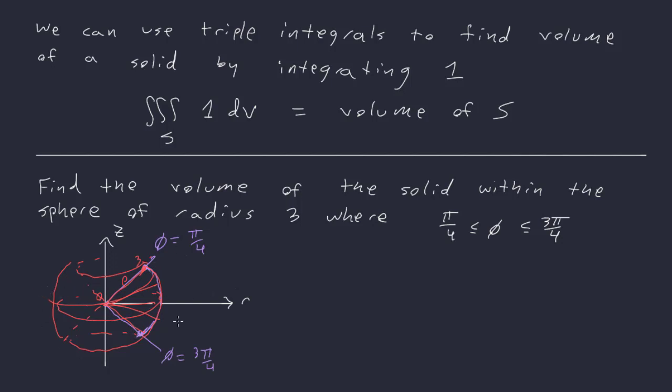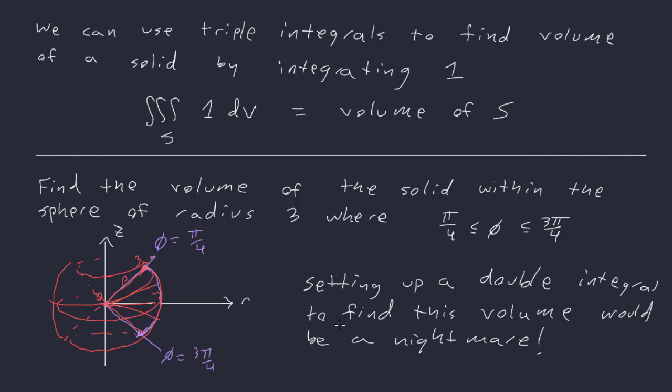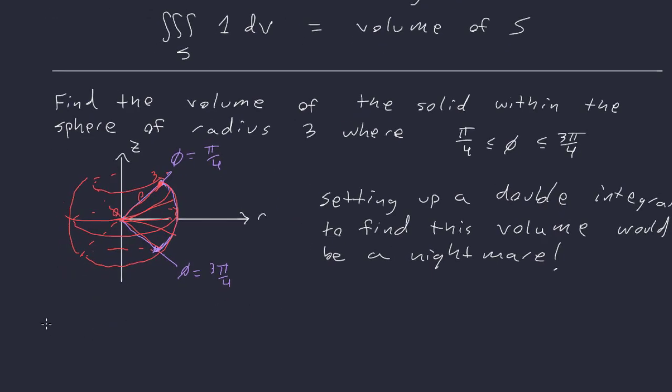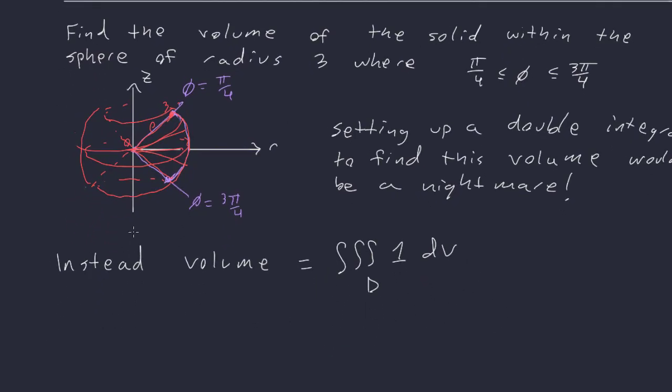Okay, it's a solid of revolution. However, trying to find the volume of this using a double integral and finding some z functions to work with would be a real nightmare. Instead, we can use the triple integral of 1. So the volume equals the triple integral over D of 1 dV. We just need to make sure that we set this up over spherical coordinates.